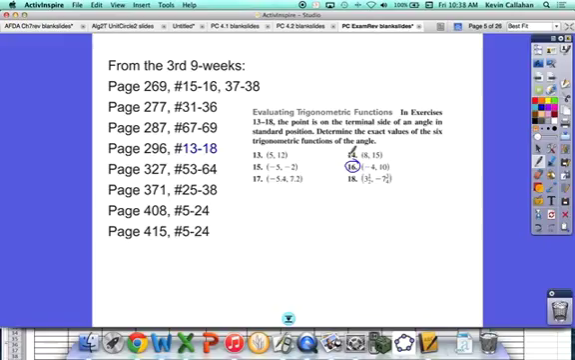Okay. First of all, well, let's just go like this. -4, +10. Okay, and we want to know the 6 trig functions. So this is -4, that is +10. What do we have to figure out before we can do that?